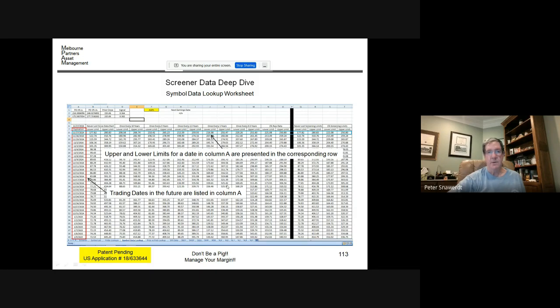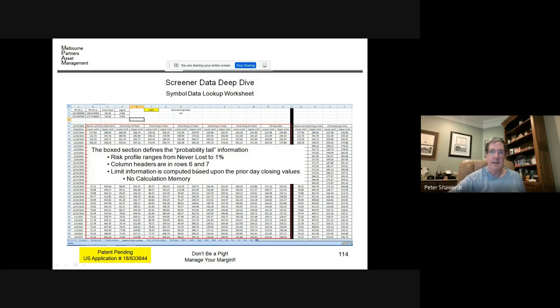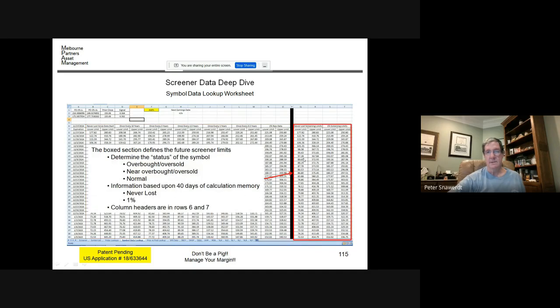Dates are in a row, trading dates. These have no calculation memory. In other words, that was based upon yesterday's close. This is with the calculation memory. This is what the basis for overbought or oversold is.